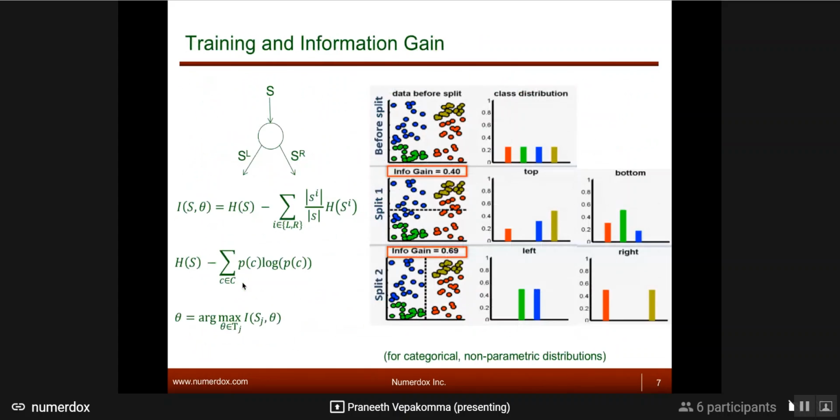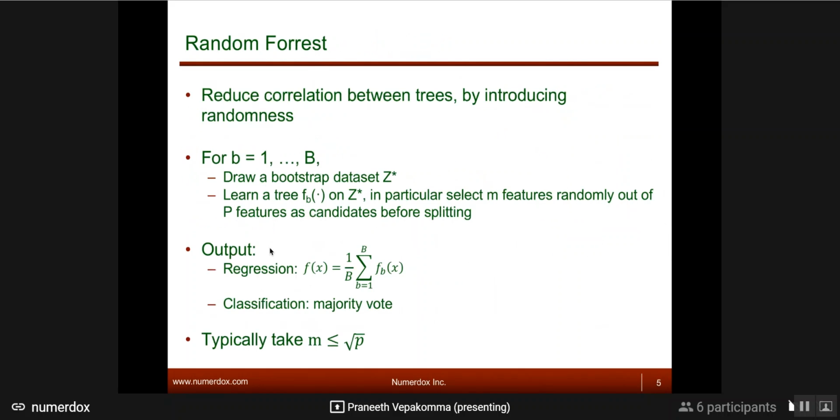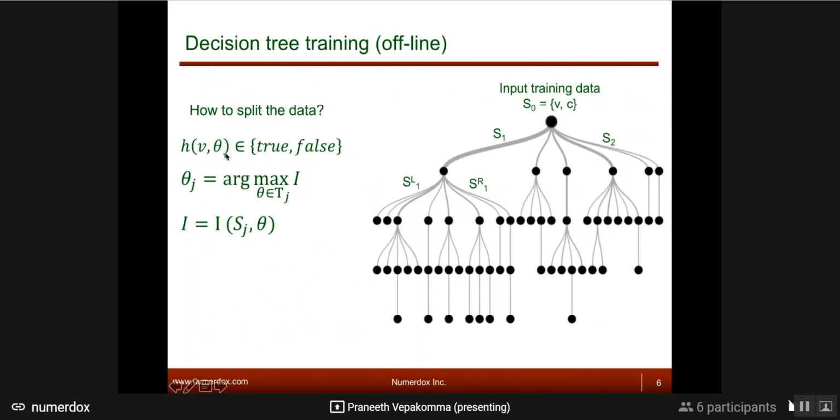Okay, so let me make a few things clear in terms of the notation. Okay, so it's backing up to this slide. Theta j refers to any particular variable. So if you had many variables, one particular variable. Okay, I refers to information. I told you that information gain, you want to maximize that.